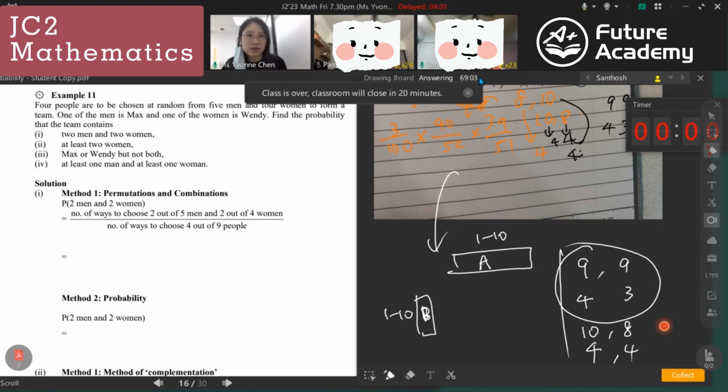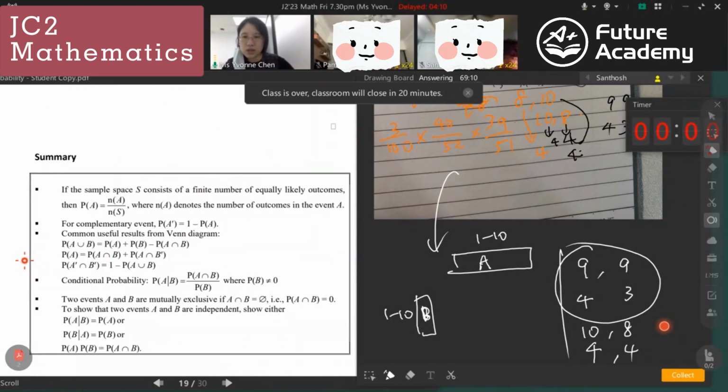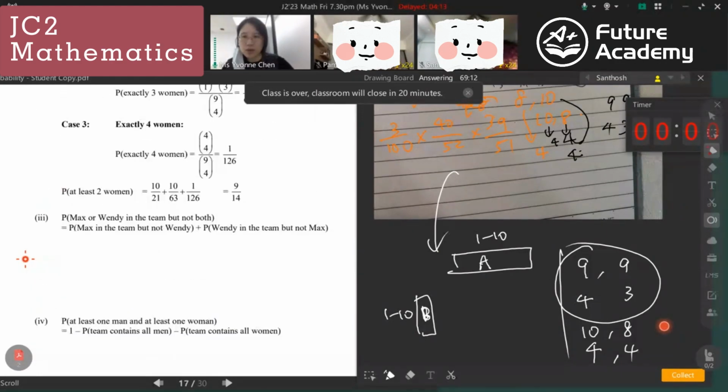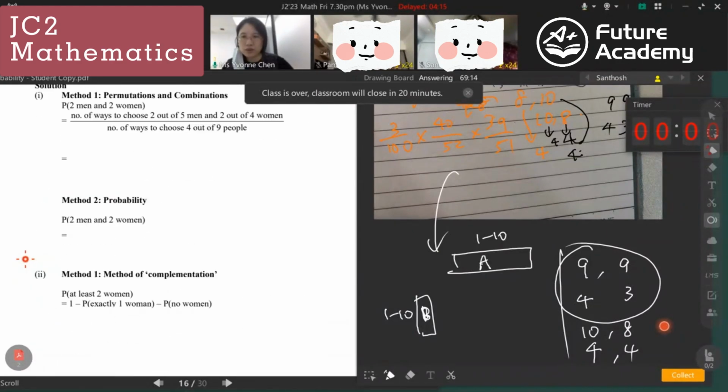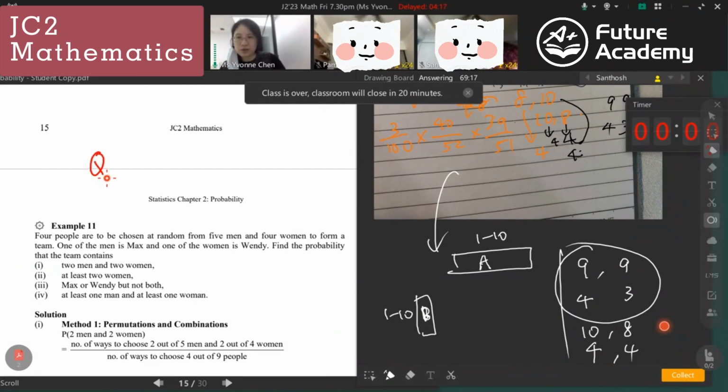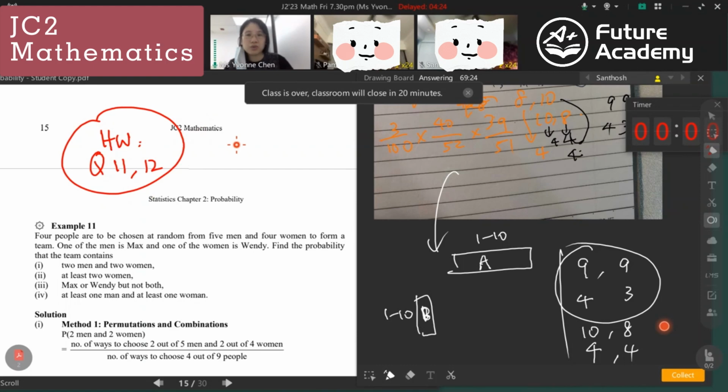Okay, thank you. I noticed it's the end of the lesson already. Can you try question 11 and 12 as homework? These 2 questions are tough questions. We'll go through question 11 and question 12 next week, and next week we'll start the next topic, binomial expansion.